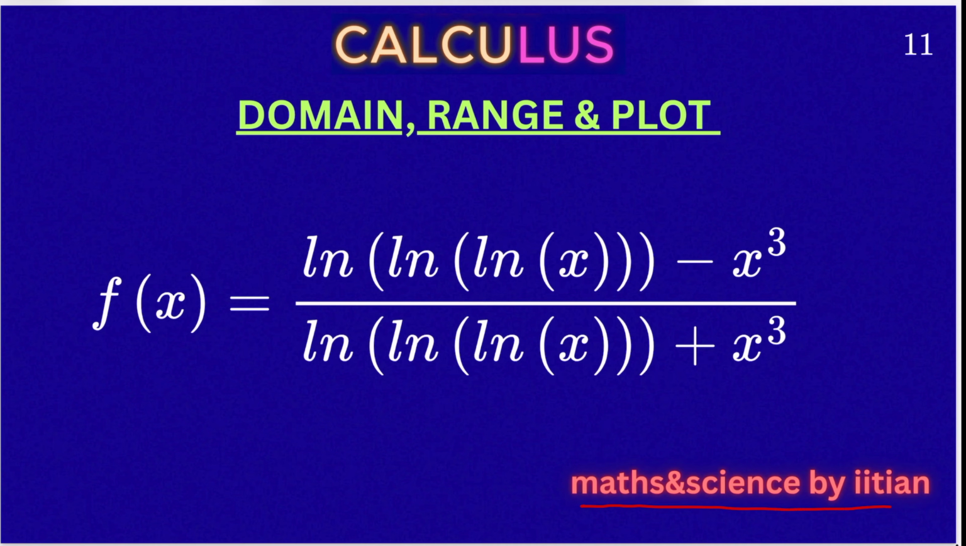In today's lecture, I will be taking up a very good example clearing many concepts in domain, range and plotting of an excellent function which is a ratio of two logarithmic functions. f(x) is equal to ln of (x minus x cube) divided by ln of (x plus x cube). Both numerator and denominator are different and they are logarithmic functions. f(x) is the ratio of these two logarithmic functions.